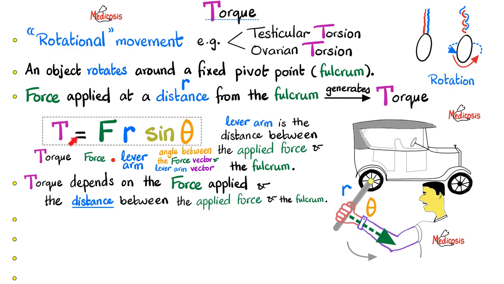So what can I learn from this? You can learn that torque is a vector. It depends on the force applied and the distance between the applied force and the fulcrum, also known as the lever arm. And it also depends on the angle. Where is the angle here? Look, here is the lever and here is my arm. Theta is between the two. In this situation, it is a right angle, so it is 90 degrees. Sine 90 degrees equals 1. So it's simply force times lever arm multiplied by 1.